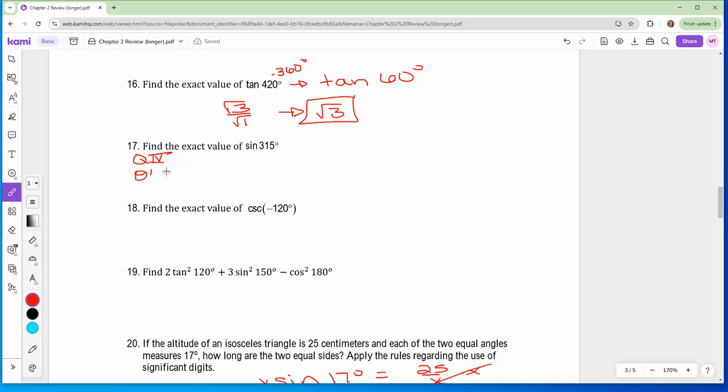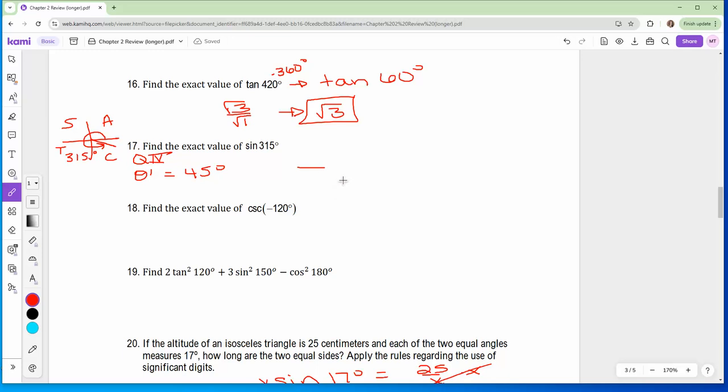Referencing. This is where I'm seeing most people making their mistakes. Reference angle is distance from the x-axis. So if this is 315, to find our reference angle, you do 360 minus that, so we get 45. If we think about "All Students Take Calculus," the reason we do the quadrant is so we know if it's positive or negative. In quadrant 4, cosine's positive, so sine is negative.